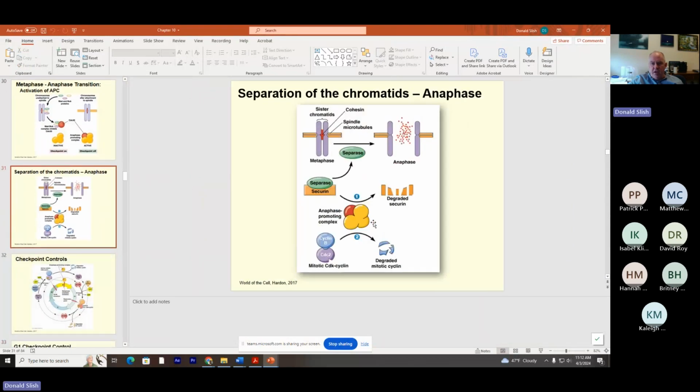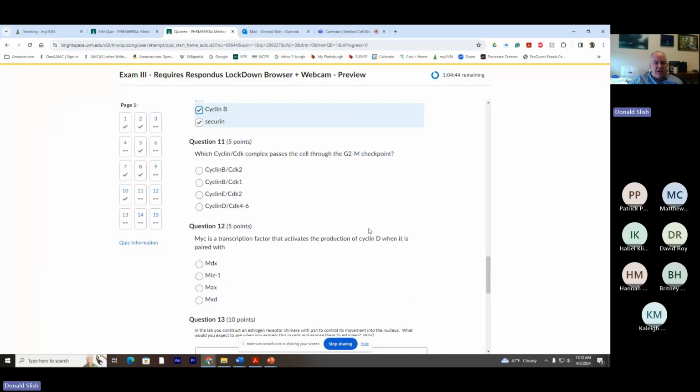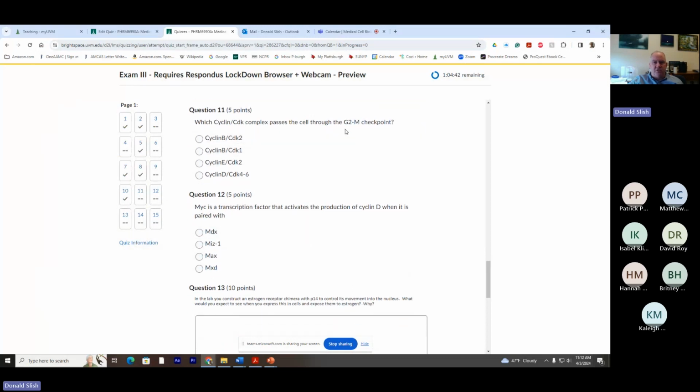There. Okay. APC is breaking down securin and is breaking down cyclin B. Okay. When cyclin CDK complex passes through the G2M complex, that would be B and CDK1. That was that one there. CDK1 or CDC2.